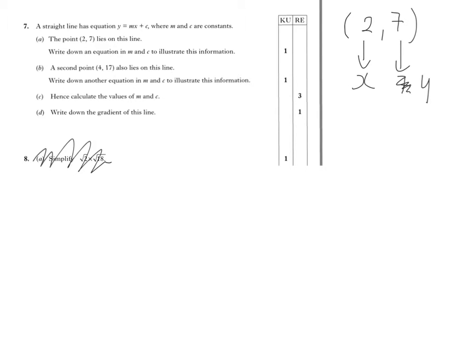So for y, we're replacing it with 7. So 7 is equal to m, still m, but x is 2. So m times 2 plus c. Just make that look a wee bit better. So 7 equals 2m plus c. So all I did there was replace x with 2 and replace y with 7, and that's part A.